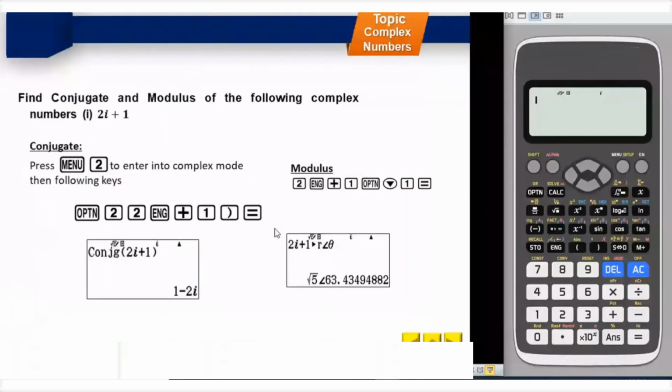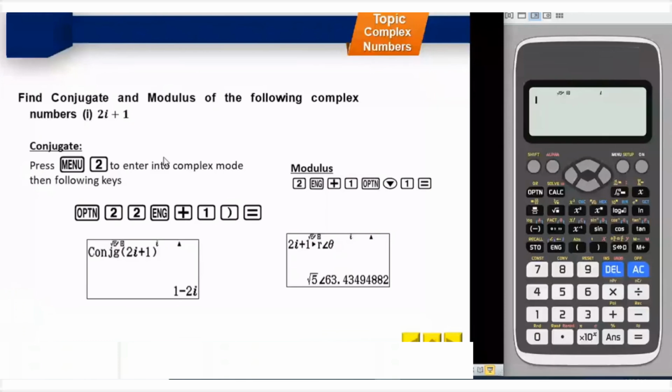All right. Now find conjugate and modulus of the following complex numbers. Part 1 is here. Part 2 and 3 are on the next screen. I will do part 1 for you. Part 2 and 3 you have to do on your own. So let's learn how to find the conjugate and the modulus of the complex numbers.